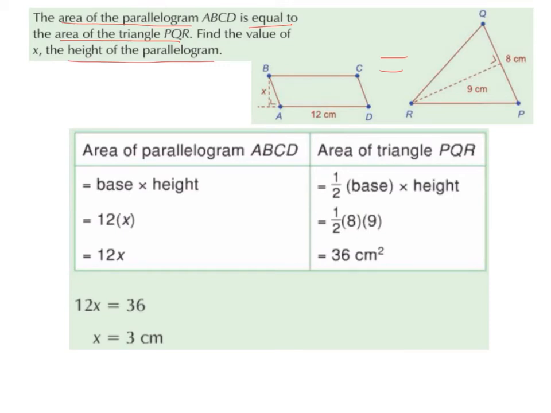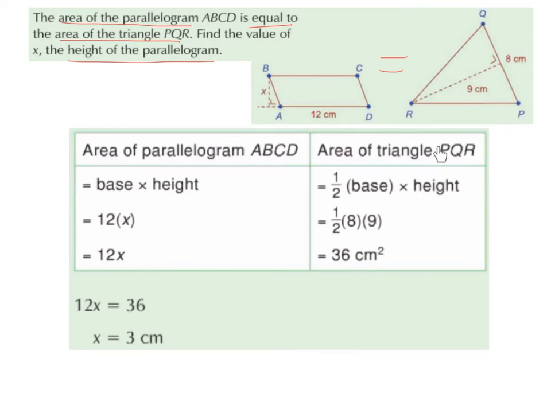So we're going to use our formula for the area of a parallelogram, which is base times height, and we're going to substitute what we know into the formula. So the base is 12 and the height is x, so 12 multiplied by x, base multiplied by height, gives us 12x. So the area of the parallelogram is 12x.